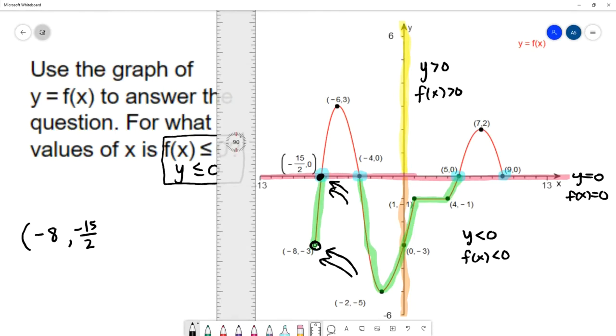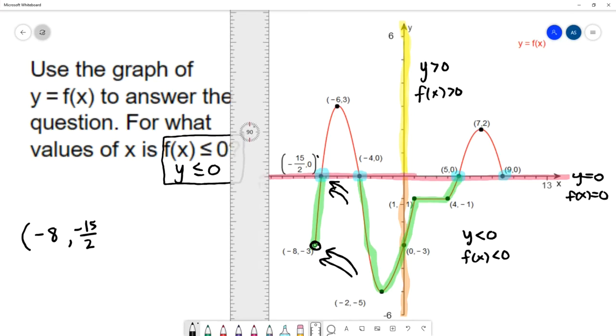And really, let me rephrase that. It is a filled in circle, and that's important, but not only that, remember that we want to include any points that have y equals 0. So we want to include those points that are on the x-axis. So we're going to use a bracket on that one.